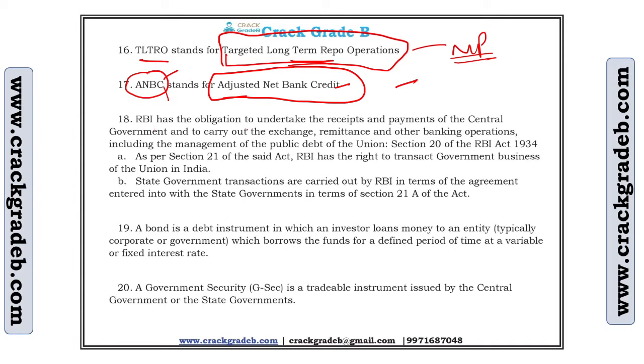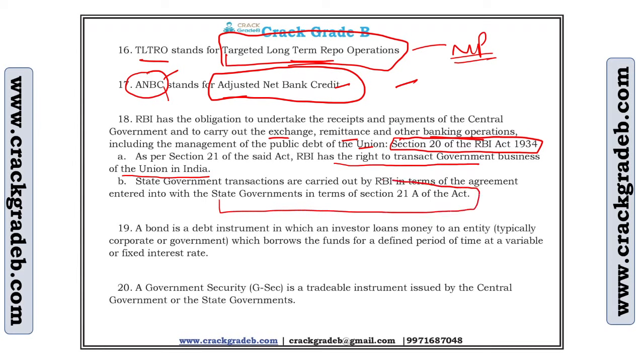Now RBI has the obligation to undertake the receipt and payment of the central government, meaning RBI is the banker to the government, to carry out exchange, remittance, and other banking operations, including management of public debt of the Union, under Section 20 of the RBI Act 1934. Okay, and as per Section 21 of the same Act, RBI has the right to transact government business of the Union in India. Now, state government transactions are carried out by RBI in terms of an agreement entered into with the state government, in terms of Section 21A of the Act.